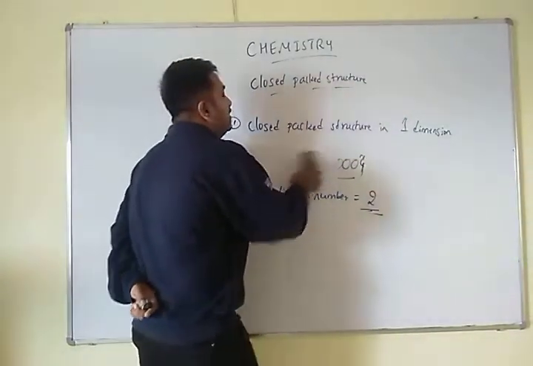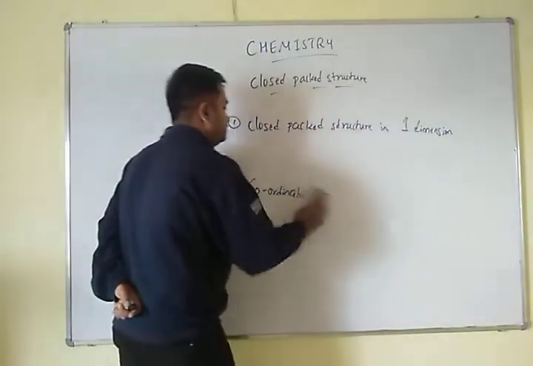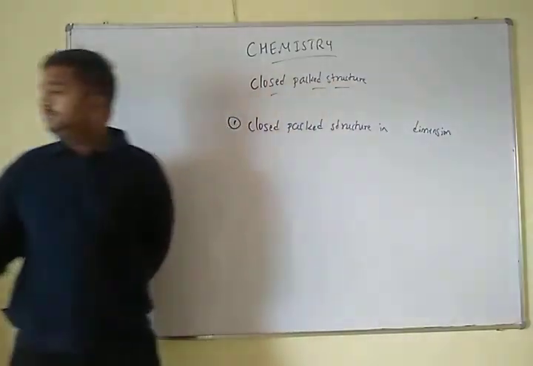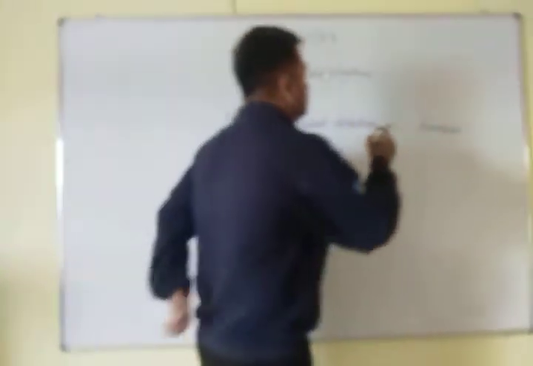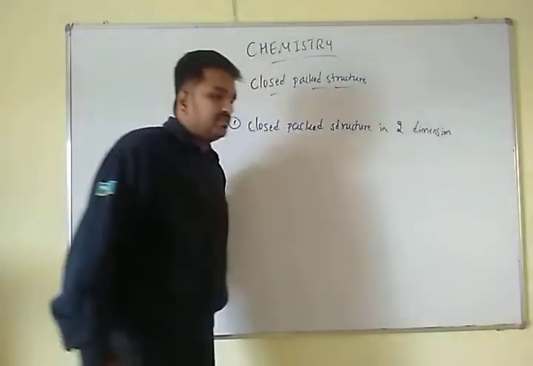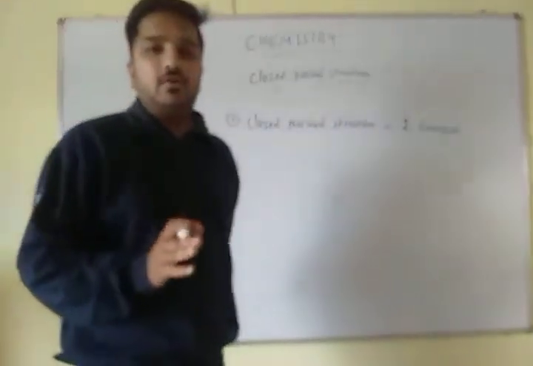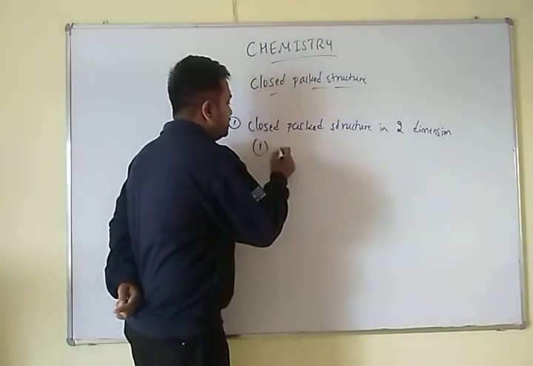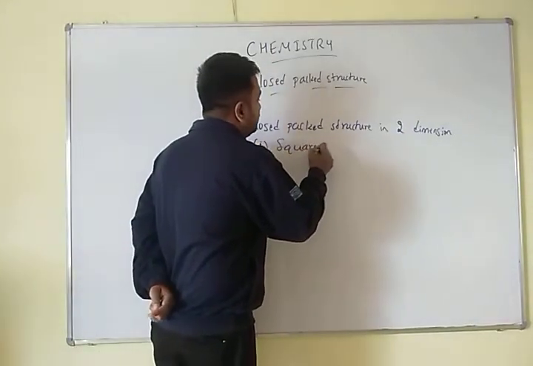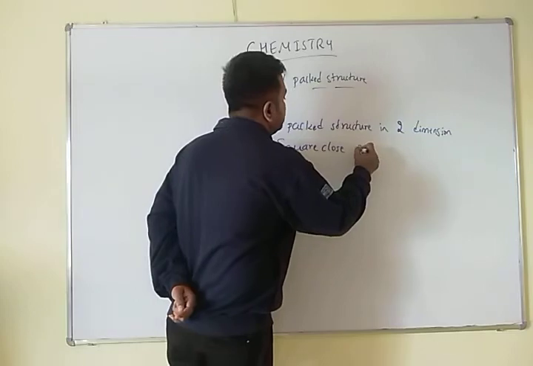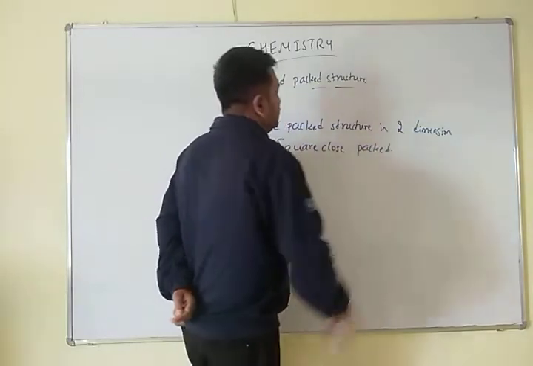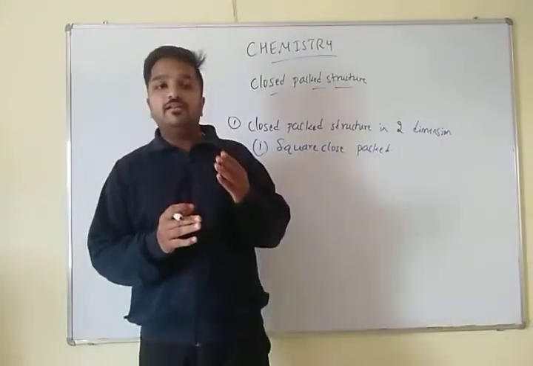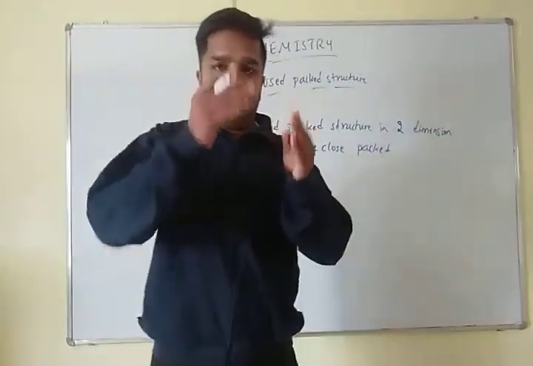Closed packed structure in two dimensions. And in this case, we have two types. One is square closed packed and one more is hexagonal closed packed. Let's focus on the first one, square closed packed. So in this concept, what we will do is we will build the crystal, we will build the structure horizontally and also vertically.